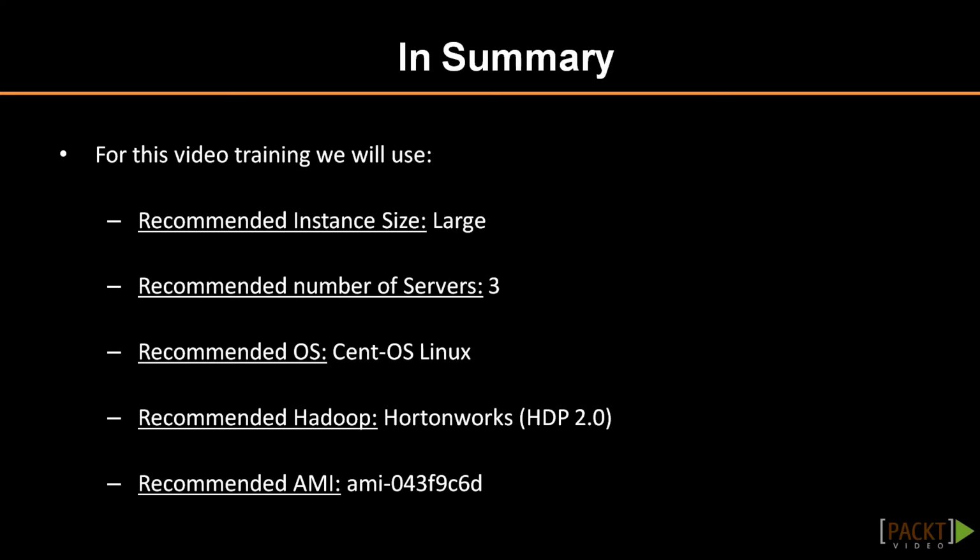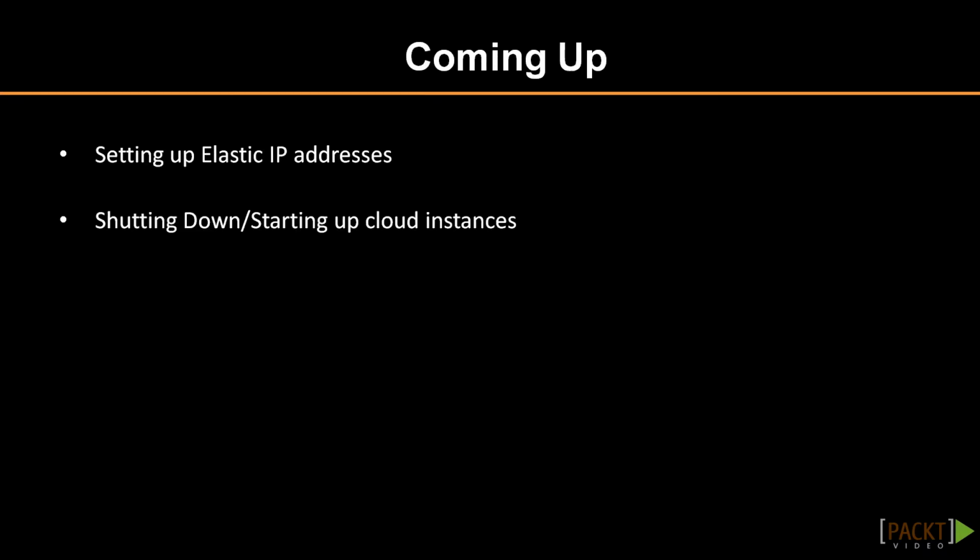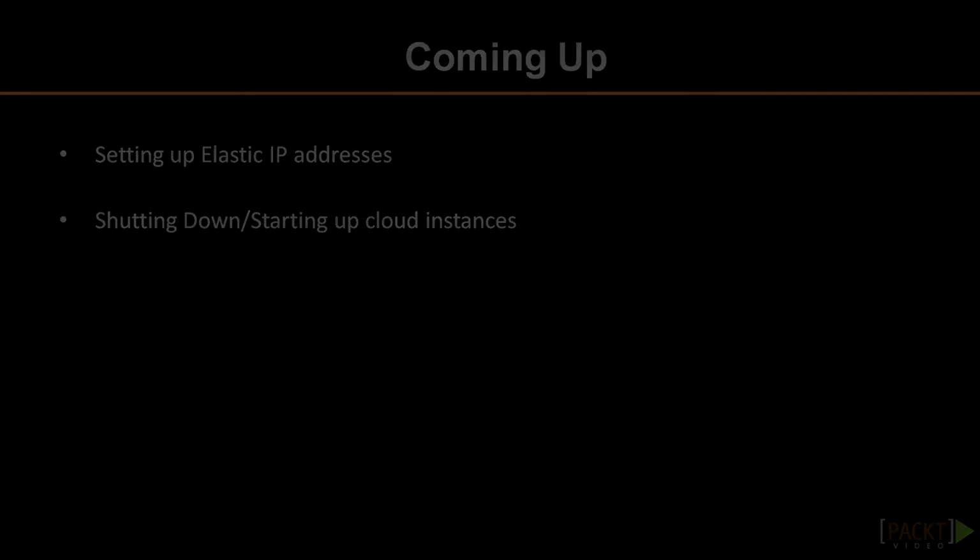So to summarize, we talked about choosing the right AMI and having all of the right settings: 3 servers, large, CentOS, and we are using HTTP version 2.0. Coming up in the next video, we will be talking about setting up elastic IP addresses for those servers, and also how to shut down or start up those different cloud instances.